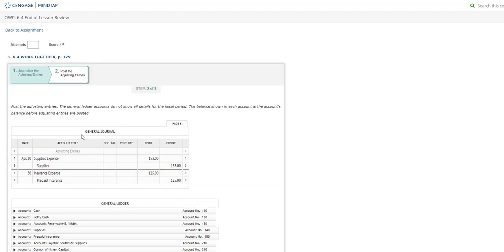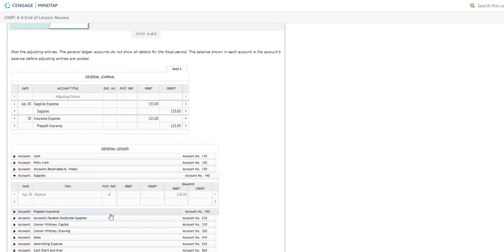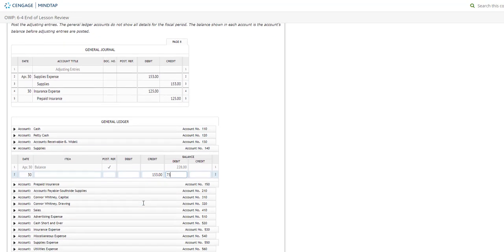And so now we're going to post these into the individual accounts. So supplies ended up with, on the 30th, having a credit of 153, which gives us a debit balance of, what was it, $75, which if you go back to the previous page, you would see that's what showed up on your chart.